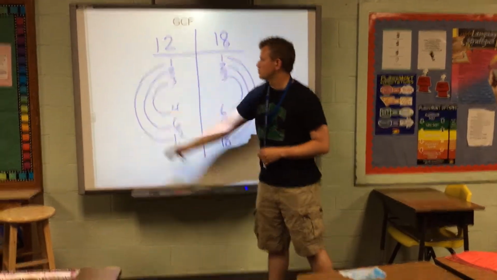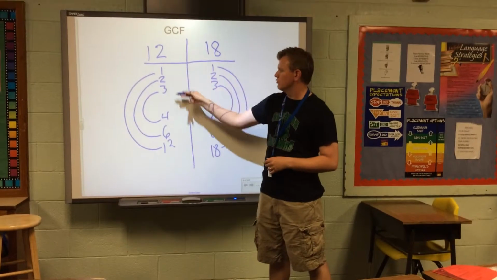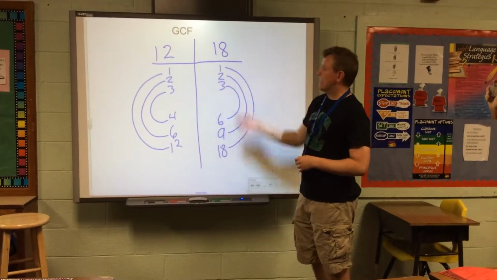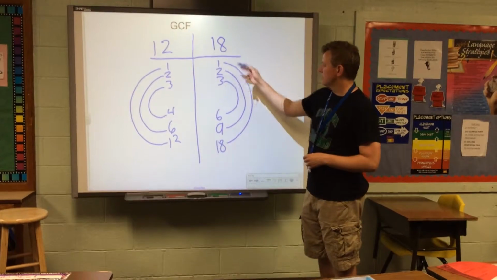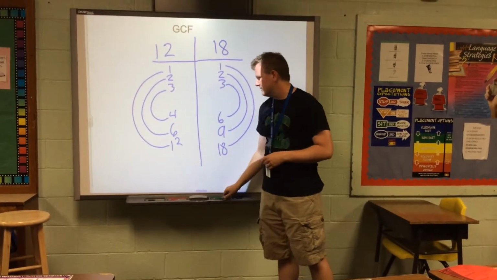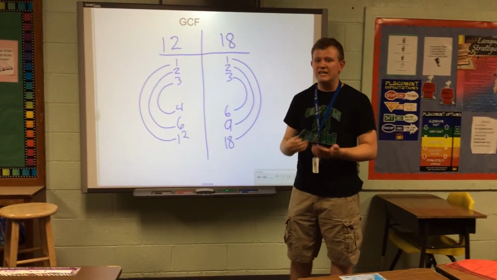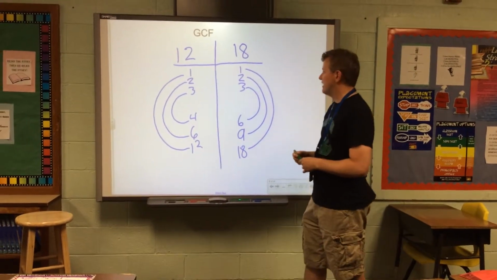So my factor tree for 18 is done. The factors of 12 are 1, 2, 3, 4, 6, and 12. The factors of 18 are 1, 2, 3, 6, 9, and 18. Let's see which one is the greatest common factor.